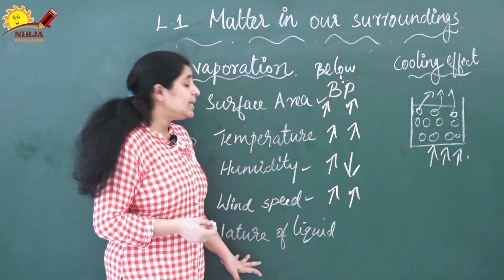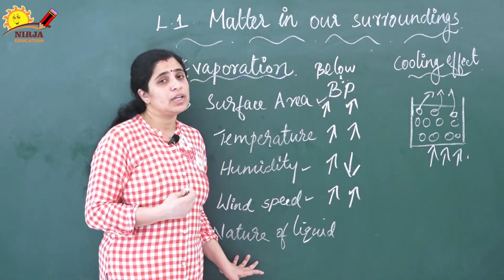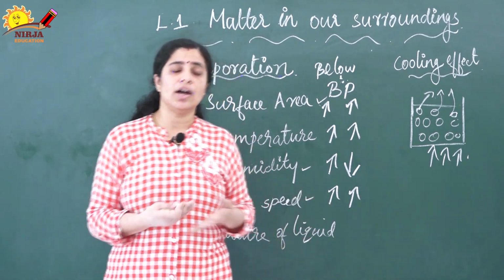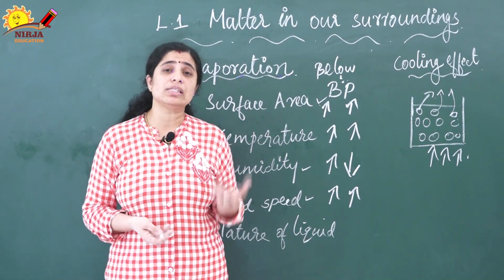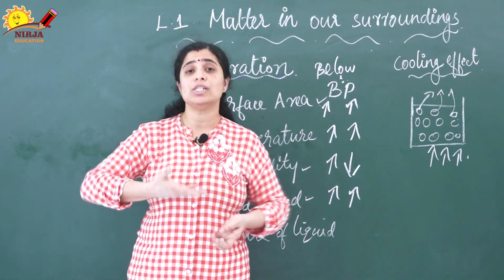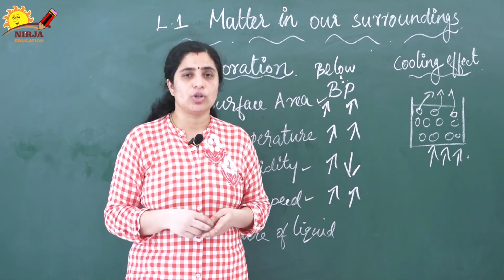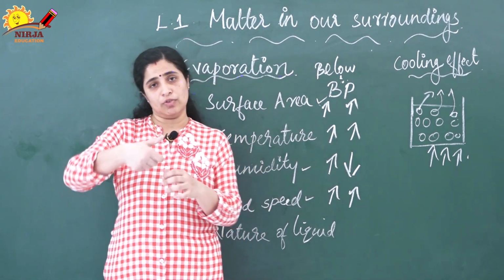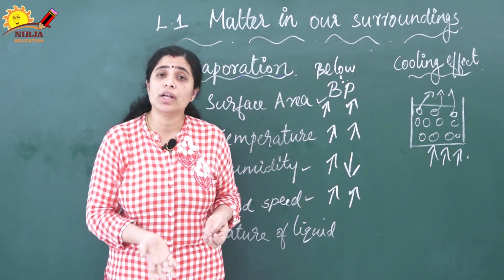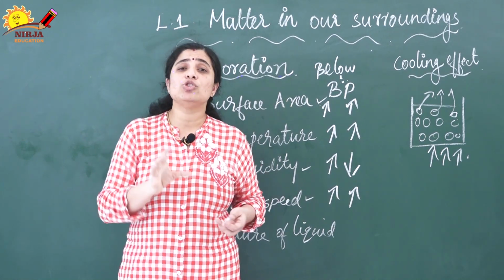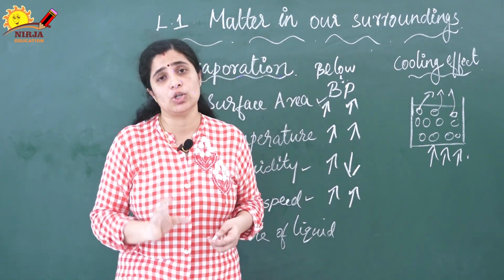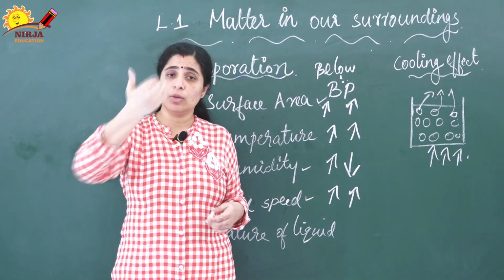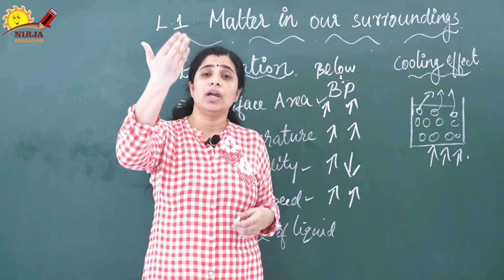The next one is nature of liquid. We know that the boiling points of liquids are different. For water it is 100 degrees Celsius. Some liquids evaporate even at room temperature. For example, acetone, the nail polish remover. If you keep the bottle of acetone open at room temperature, it will evaporate. So we have to consider the boiling point of the liquid also. If the boiling point is less, it will evaporate fast.